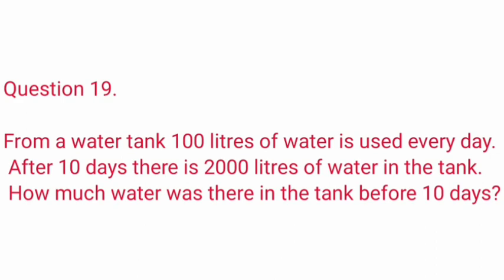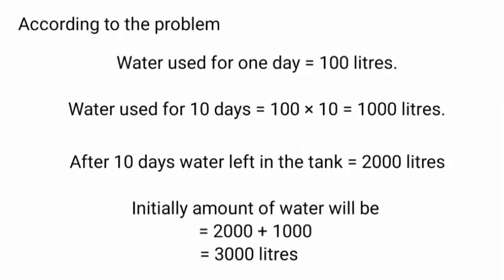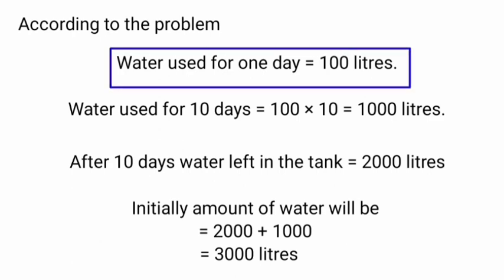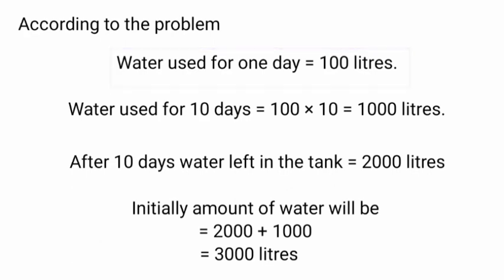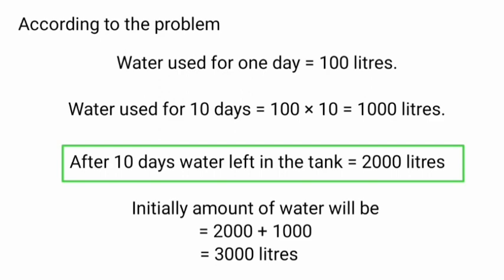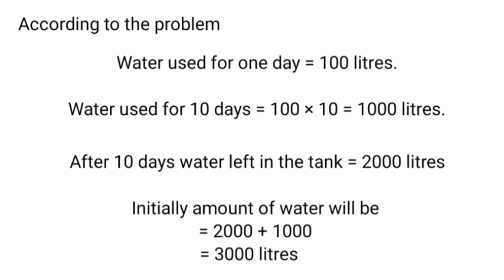From a water tank, 100 liters of water is used every day. After 10 days, there is 2000 liters of water in the tank. How much water was there in the tank before 10 days? According to the problem, water used for 1 day is 100 liters. Therefore, water used for 10 days is equal to 100 into 10, which is equal to 1000 liters. After 10 days, water left in the tank is equal to 2000 liters, which is given in the question itself.